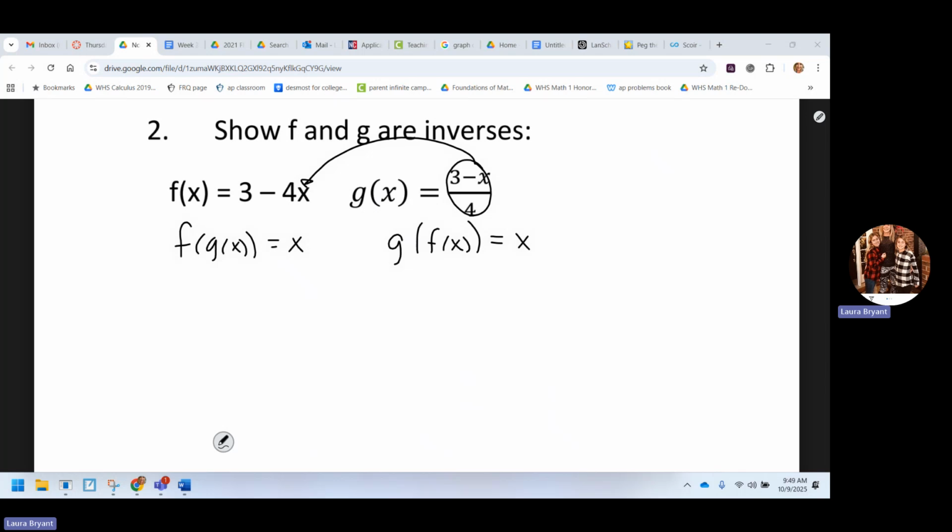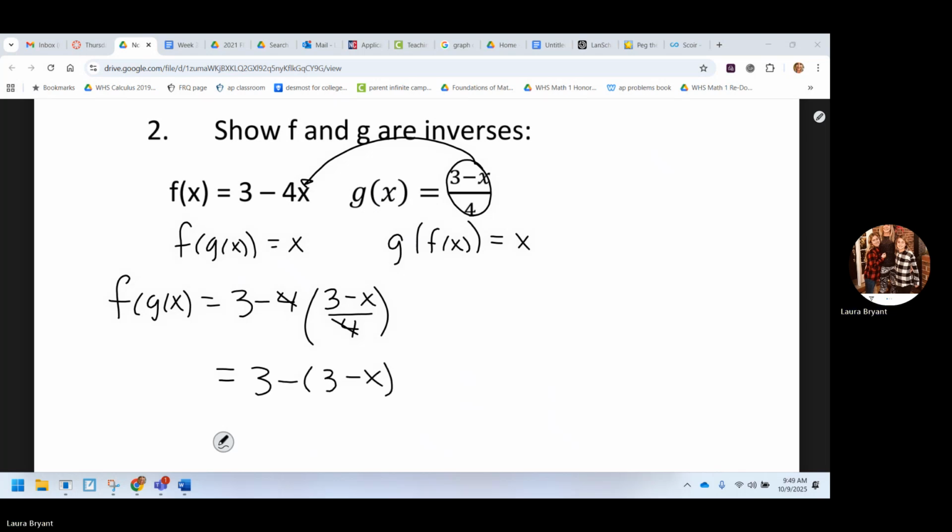Okay, so if I'm going to do f of g of x, I take the equation g of x, plug it into the f of x function. So it now looks like this. 3 minus 4, big parentheses, 3 minus x over 4. And then these 4s can cancel. And then when I distribute the negative, the 3s cancel, and I get just x. So I'm going to do a check mark. It worked in that direction.